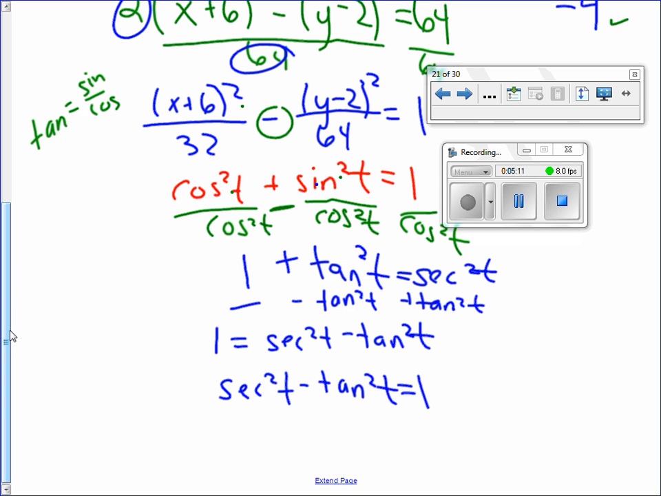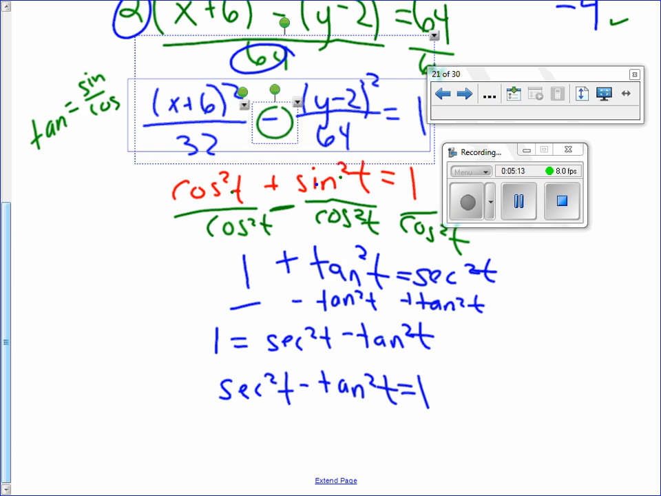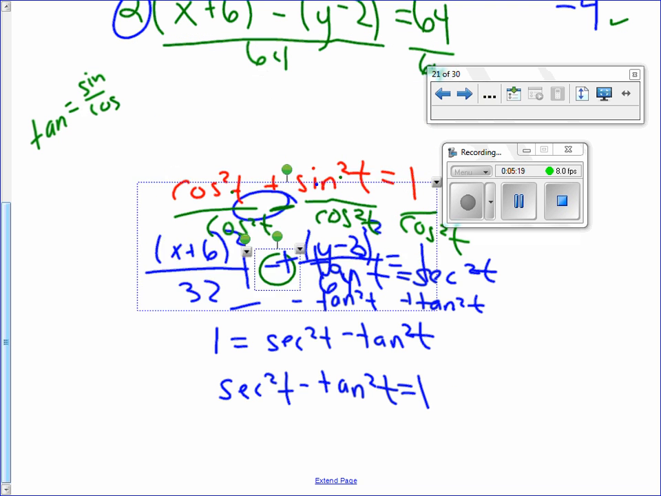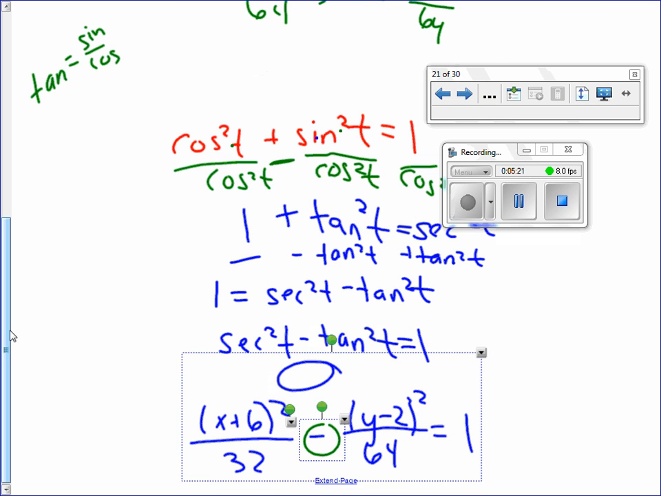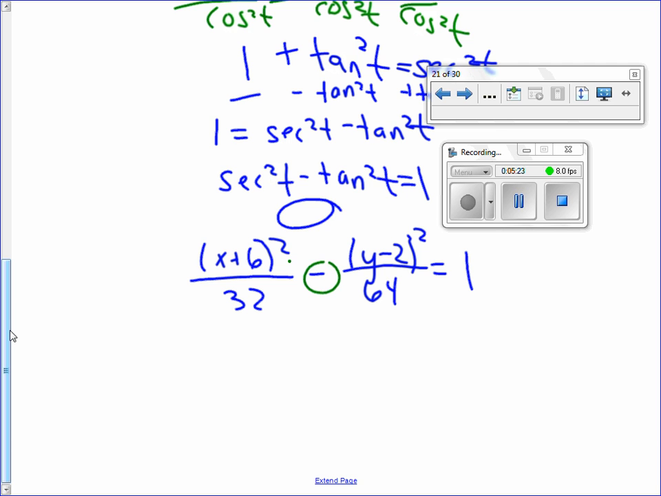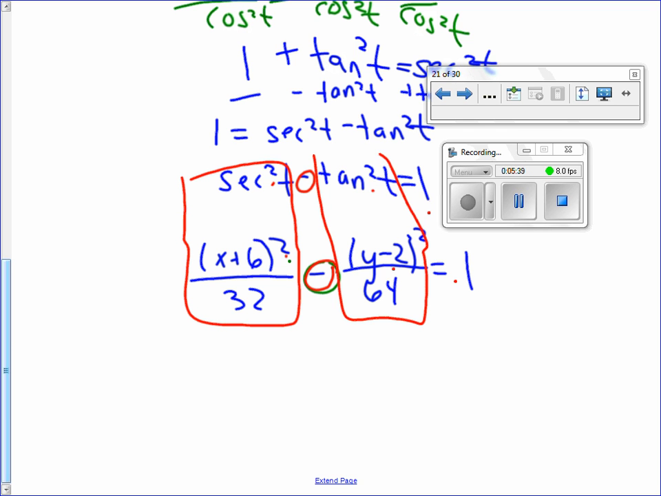So what I want you to see is the similarities between the standard form equation and the trig identity. So now they both have something squared, they both have subtraction, and they both equal 1. So we can set the parts equal to each other.